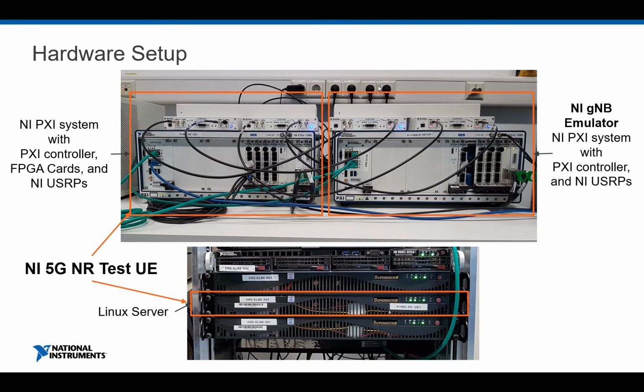This slide shows the hardware setup. On the right side we have the gNodeB emulator, which has the NR PHY system, controller, and two USRPs. On the left side, we have the UE, which has the NR USRPs, PHY system with related FPGAs, controller, and the Linux server.